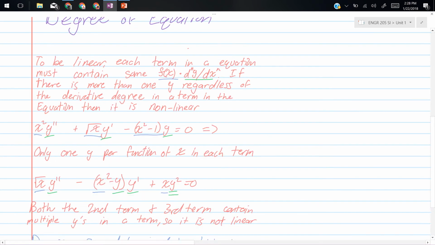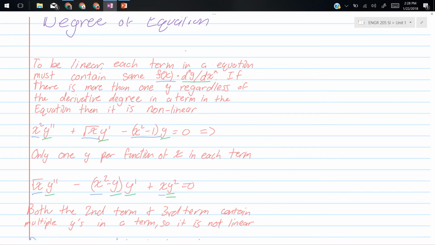To be linear, each term in an equation must contain some f of x function times a y. That y can be to any degree of derivative. It can just be y, y prime, y double prime, whatever. It doesn't matter. But if there is more than one y in a single term, regardless of the derivative or degree, then the equation is considered nonlinear. So to be linear, you must have one f of x and one y. You could also have some other dependent variable, they can use things like t or v or u to mess with you. But if you have more than one dependent variable in a term, then it's considered nonlinear.